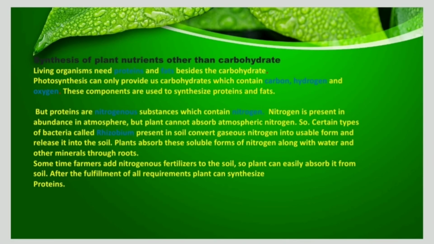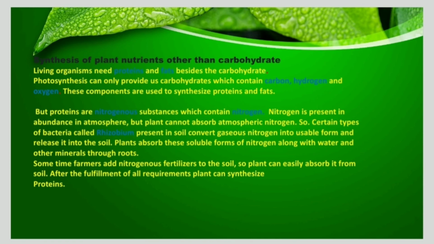Synthesis of plant nutrients other than carbohydrate. Living organisms need proteins and fats besides carbohydrate. Photosynthesis can only provide us carbohydrates which contain carbon, hydrogen and oxygen. These components are used to synthesize proteins and fats. But proteins are nitrogenous substances which contain nitrogen.